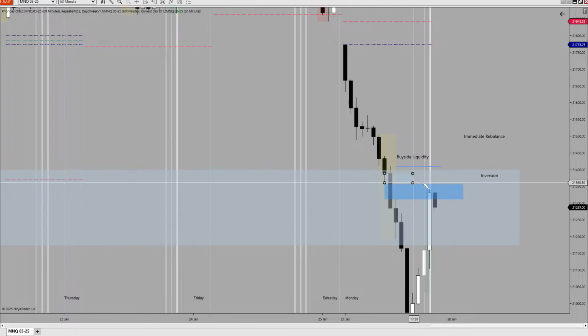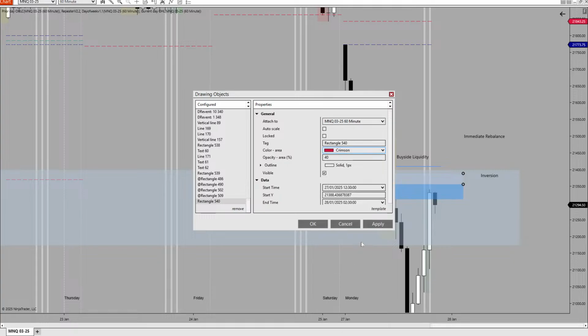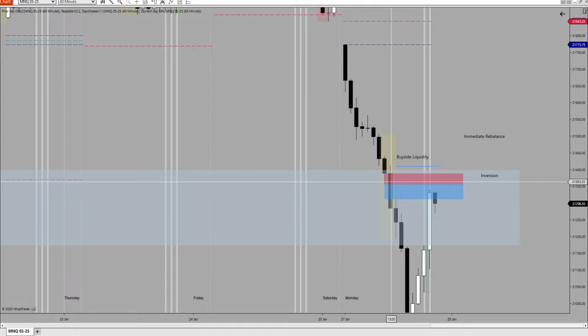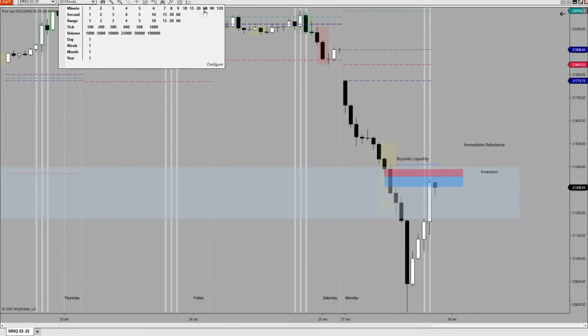I'll just highlight this and give it a different color just to demarcate that this is the balanced price range. So right away you can see that there is a lot of resistance if the price has to go higher from here. And this is coming from the 60-minute chart. So on the higher time frame, we have a lot of reasons for price to be stalled over there.